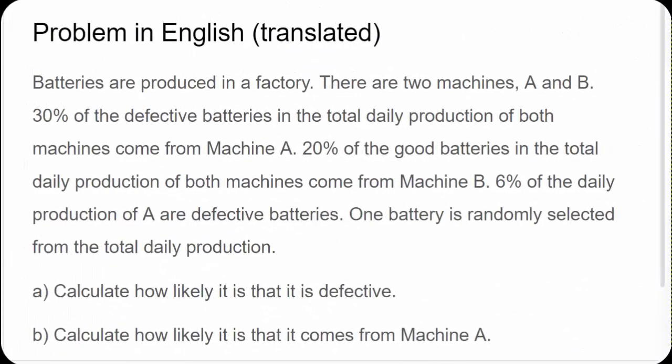The problem states there is a battery factory and two machines produce batteries. Some defects are from machine A or machine B and so on. At the end, I need to calculate the defective probability and machine A production probability. This is a question about conditional probability. It is called Bayesian.